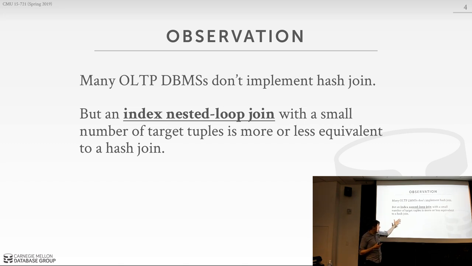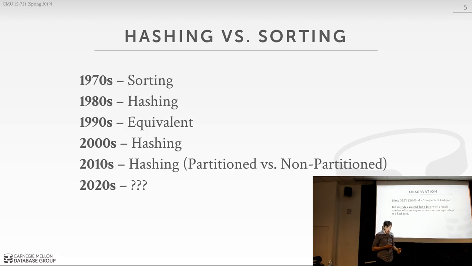So that's why we don't want to use a B+ tree. But again, at a high level, this is essentially doing the same thing. So the debate between whether you want to use a hash join versus a sort merge join is one of these classic things in the field of databases, right? And every decade it goes back and forth which one's actually the best.